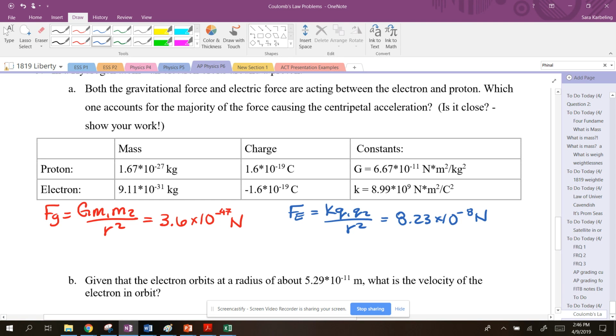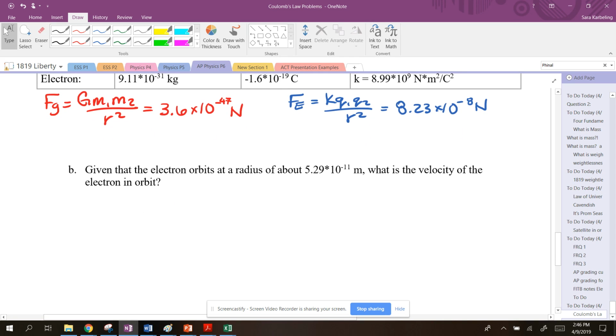Okay? And then part B says, given that the electron orbits at a radius of this, what is the velocity? How fast does it go? So this is using the circular motion stuff that we did before, right? This is just plugging it right back in. Did you get a value yet? Or do you want me to walk you through this? Or where are we at with this one? Walk us through it, he says.